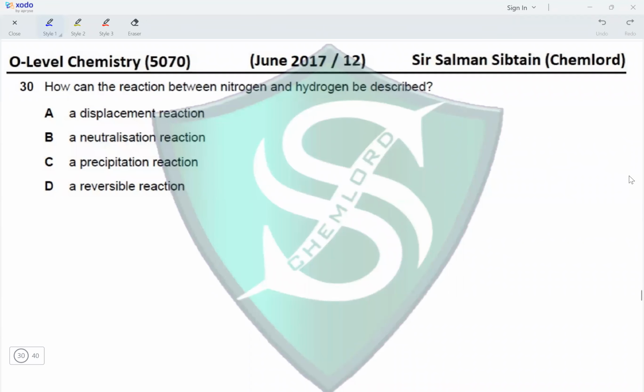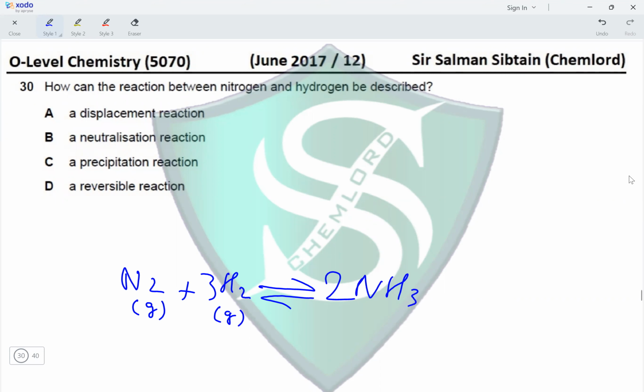Question 30. How can the reaction between nitrogen and hydrogen be described? The reaction between nitrogen and hydrogen is N2 gas plus 3H2 gas, giving us 2NH3 gas. It is a displacement reaction. No, nothing is displaced. It is a neutralization reaction. There are no acids and bases involved. It is a precipitation reaction. There is no solid product formed. It is a reversible reaction. Yes, this sign here is a sign for a reversible reaction. Therefore, option D is the correct option for this question.